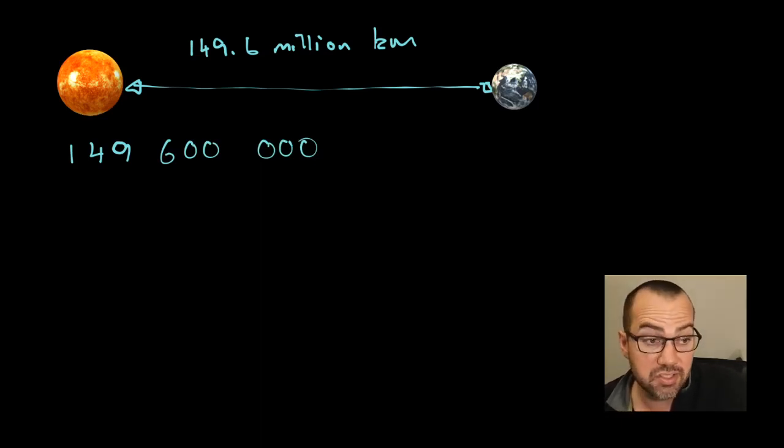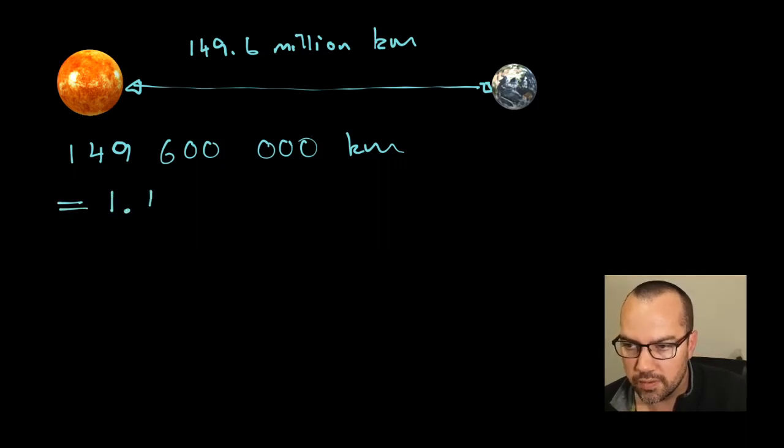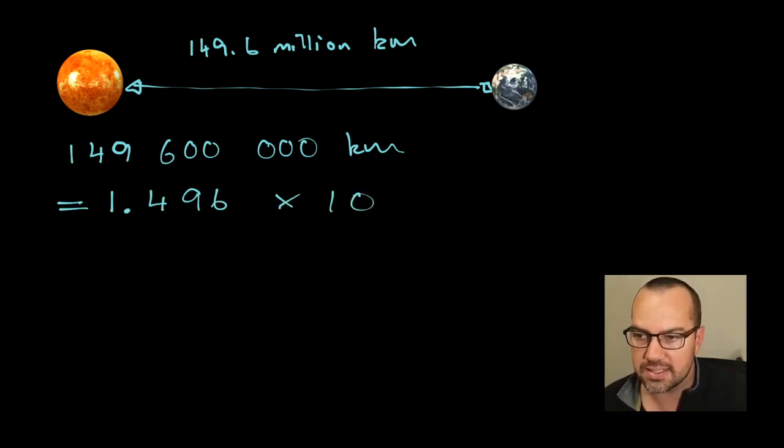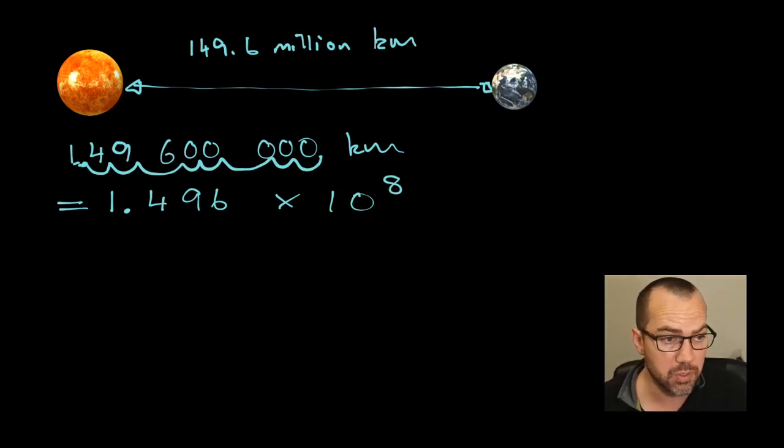My challenge now is to turn that fairly large number into scientific notation. And so remember, 149,600,000 kilometers. I'm just going to start with the 1, so this equals 1.496 times 10 to the power of something. To figure out what that something is, I'll start here, and I'm going to count 1, 2, 3, 4, 5, 6, 7, 8. 10 to the power of 8. That is how many times I'd move that decimal point.